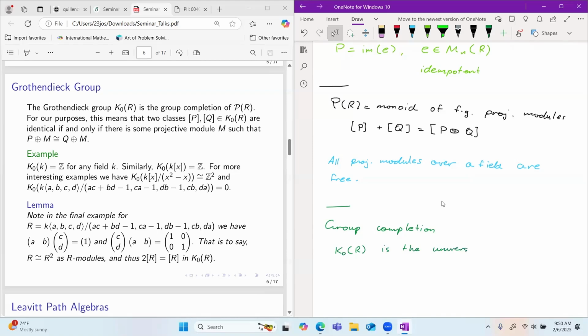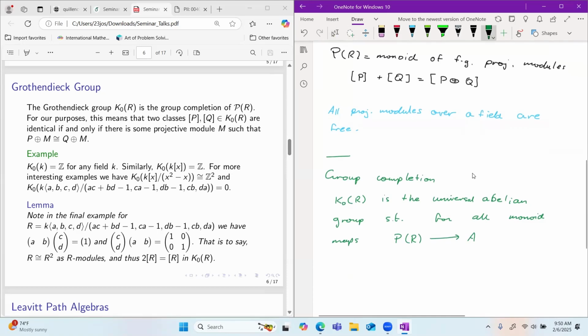It is the universal abelian group such that for all monoid maps, so if we have a monoid map from the monoid of finitely generated projective modules into an abelian group A, then this will always factor through K0 of R. So if A is an abelian group and you have a monoid map from P of R to A, then it always factors uniquely through K0 of R. We call this K0 of R the Grothendieck group, or the universal abelian group created out of P of R.